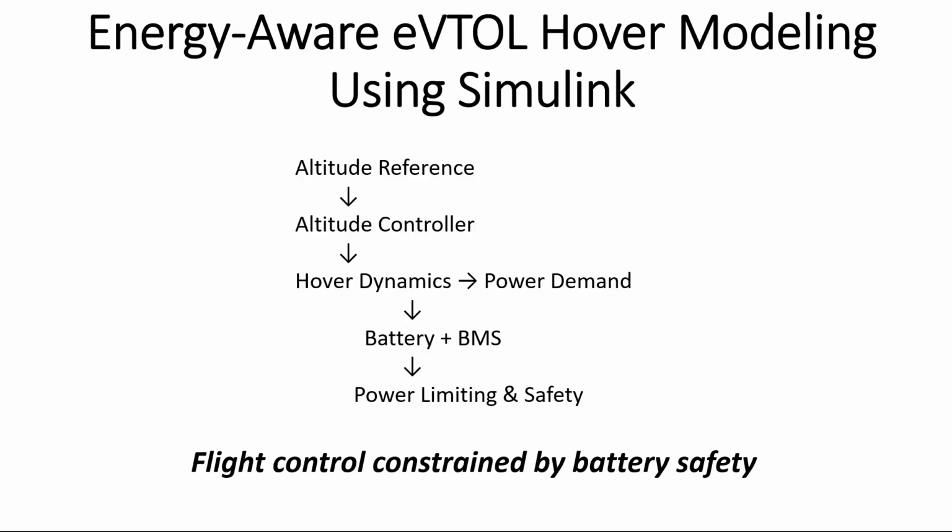And then this power demand is supplied by a battery system supervised by a battery management system, known as BMS, which enforces safety limits and power constraints. As a result, it can be termed as flight control constrained by battery safety. Now I will demonstrate how this architecture is implemented and validated in Simulink.